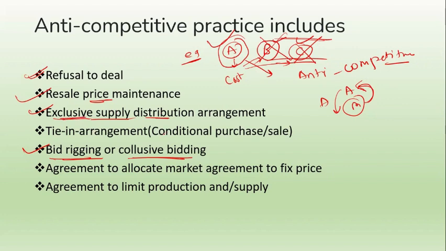Now a tie-in agreement is a conditional purchase and sale. Okay, conditional purchase and sale. Then bid rigging and collusive bidding, agreement to allocate markets, agreement to fix the price. Then the agreement to limit production and supply. So these kinds of practices come under anti-competition practices.